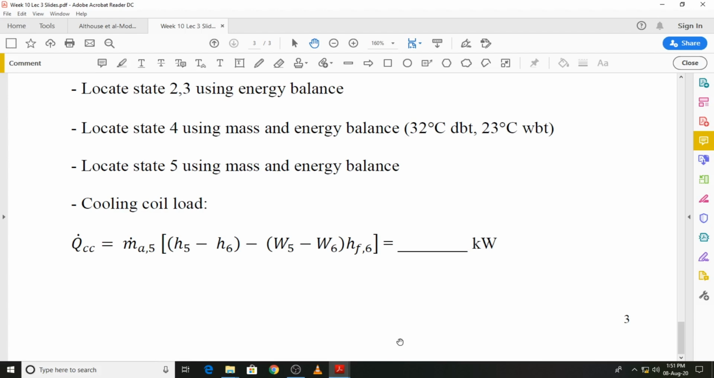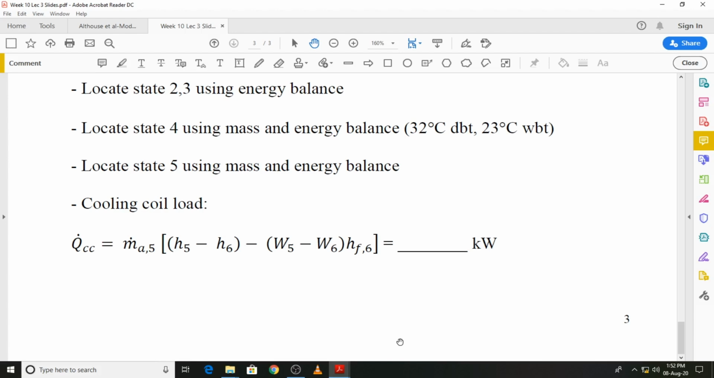and again we can apply the energy and mass balances to locate state 5. If you read the problem, you are given the amount of the recirculated air and the proportion of the outside air, so that information will be utilized, and of course we will need the enthalpies when we perform the energy balance, and that will help us locate state 5. That sort of an exercise we have done earlier as well in other problems. So you should be familiar with the use of that process in locating state 2 and state 5.